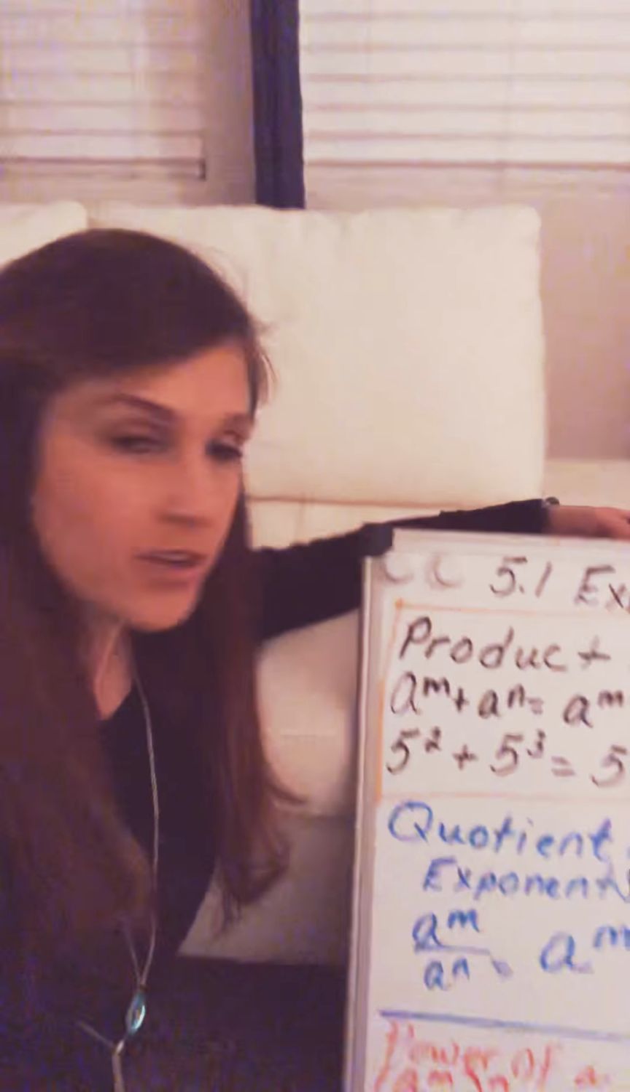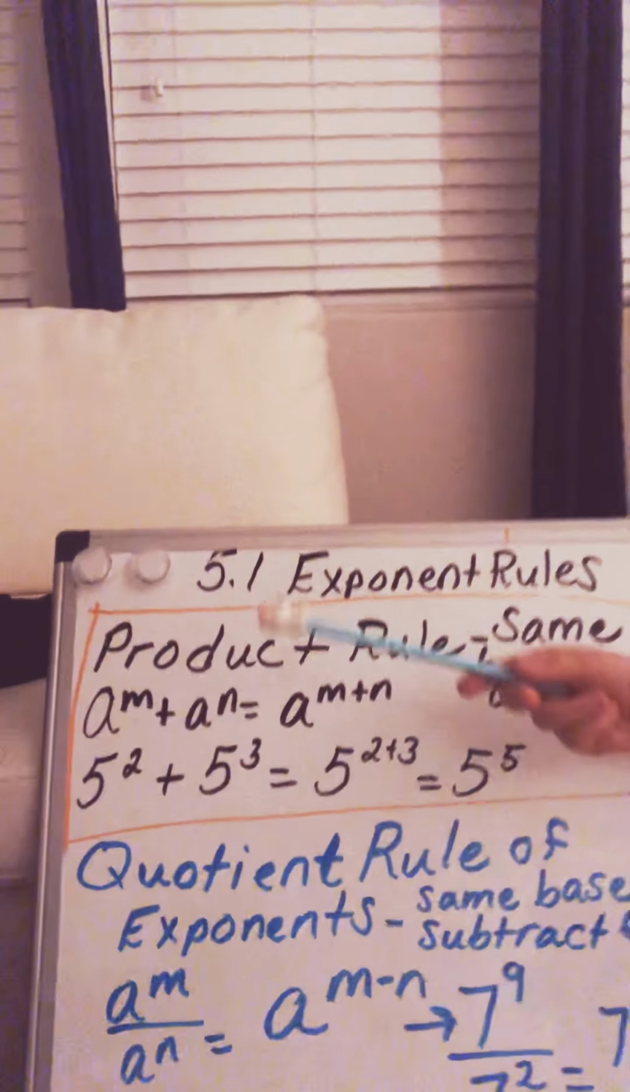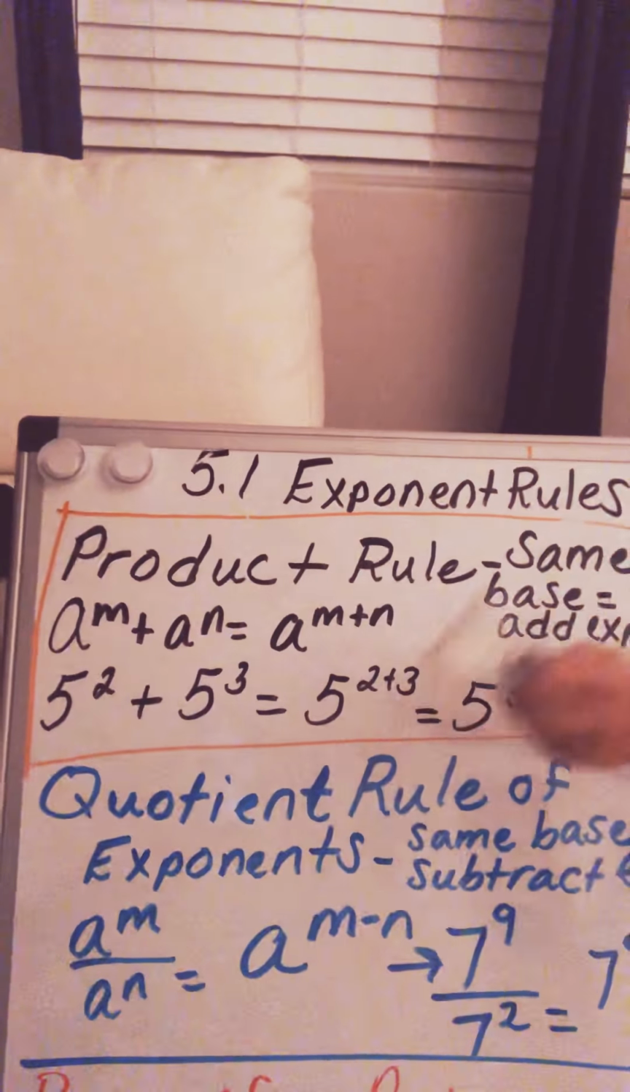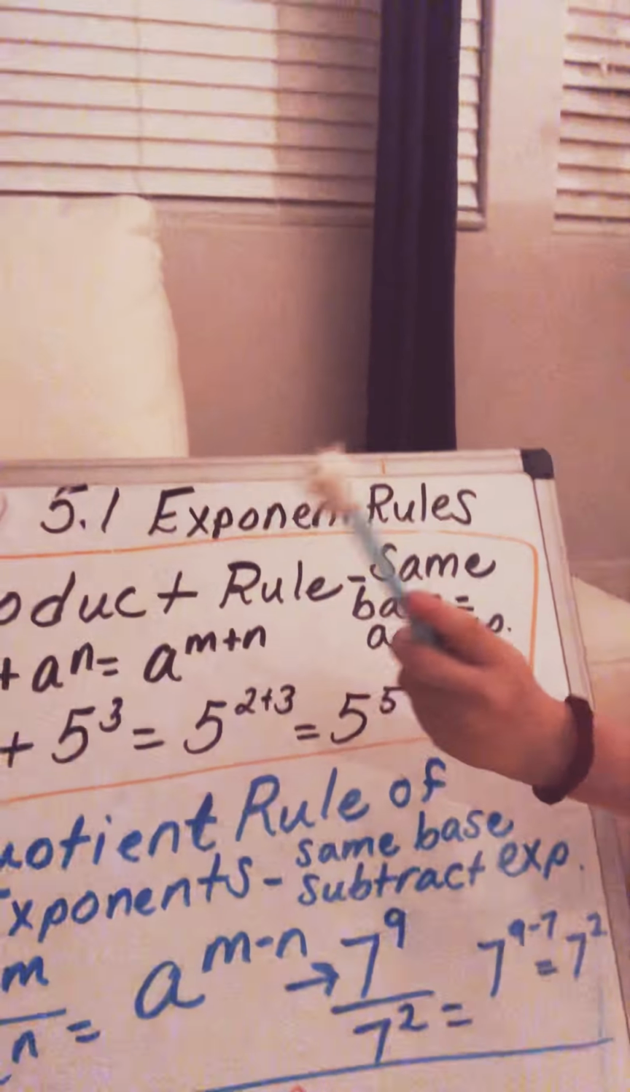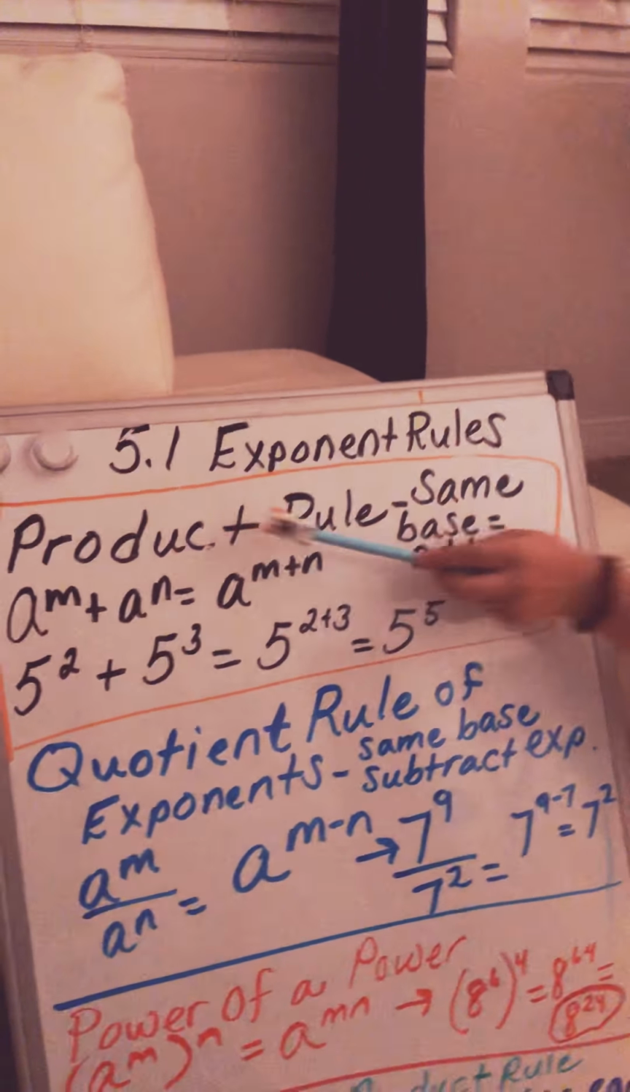So today we're briefly going to talk about the exponent rules. And there are 5 of them. I'm going to turn this camera around now. The first one is the product rule.